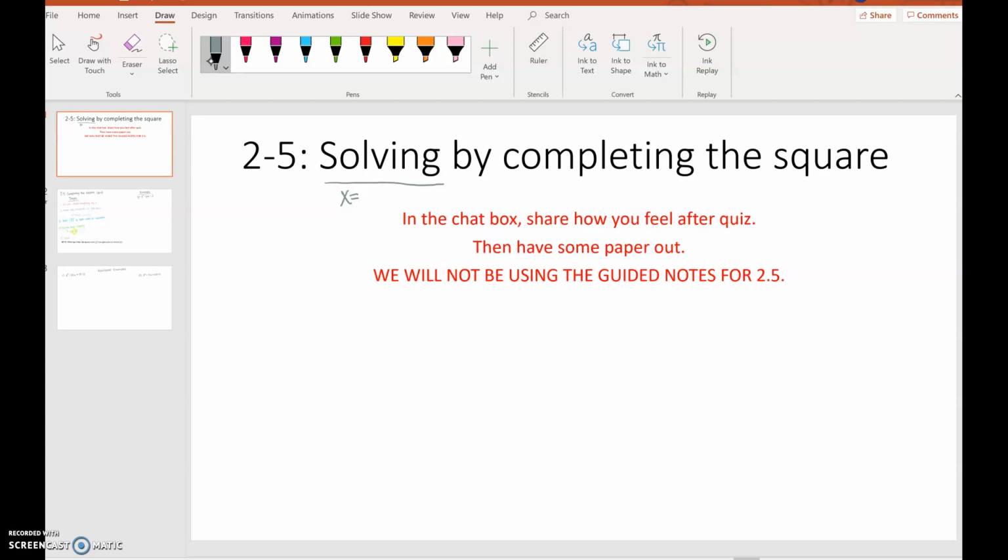And today we're going to be learning a new format, a new way of solving, which is completing the square. So completing the square is what we're going to be learning today.